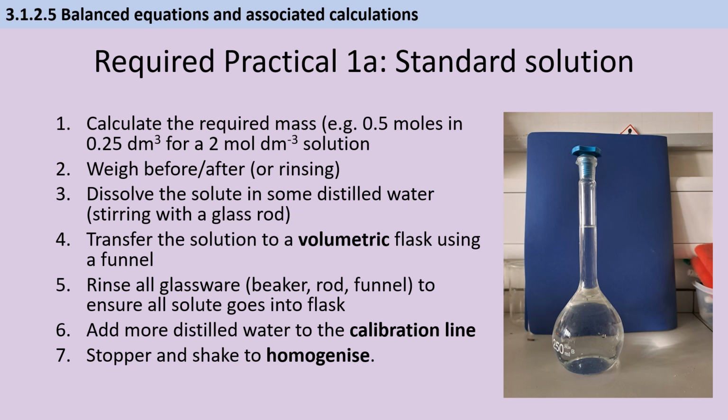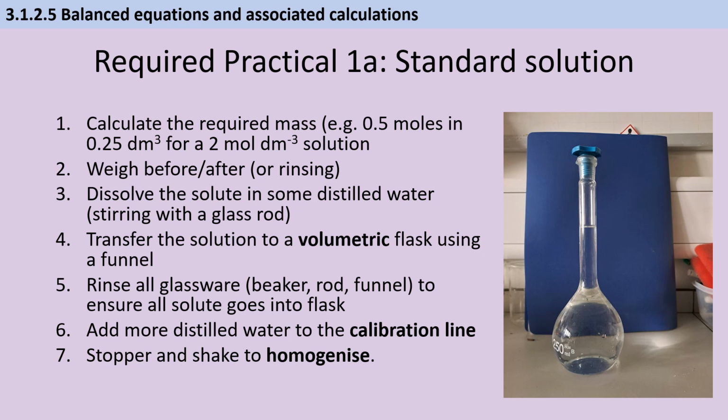Then you dissolve that solute using some distilled water, stirring it with a glass rod to make sure that everything dissolves fully, and then transfer this solution to a volumetric flask using a funnel. You need to make sure you rinse down all of the glassware you're using with distilled water and that all of those rinsings go into the volumetric flask. You then add more distilled water until the meniscus rests on the calibration line, and you may need to use a dropping pipette in order to do that accurately.